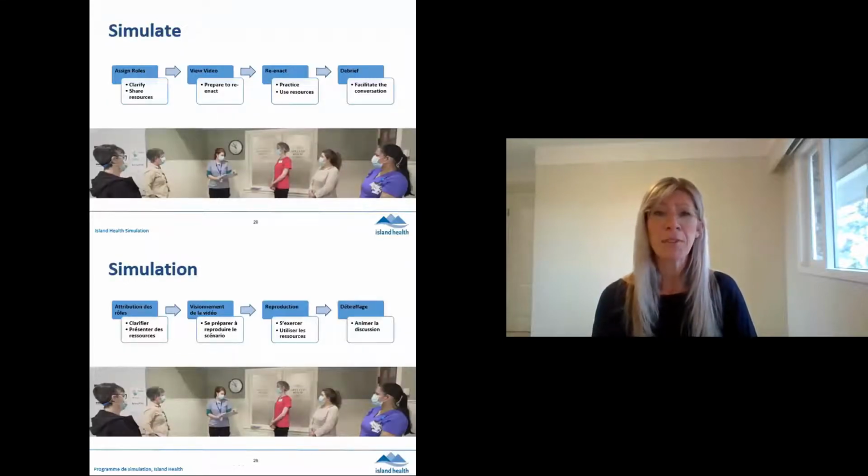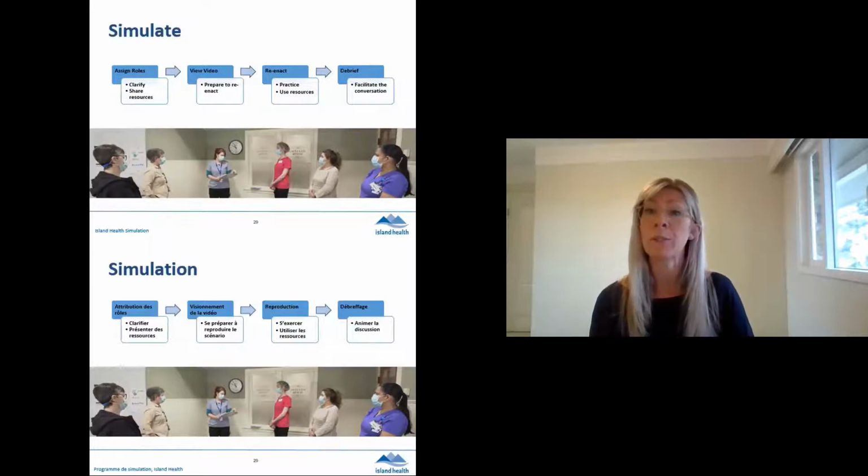So this approach involves assigning roles where we share resources, viewing the video and asking those participants to prepare to reenact, doing the reenactment and practicing our practice, and then that's followed by debriefing. The resources provided to support participants include a participant handout and observation tools for the practice of donning and doffing PPE. We also included clinical resources such as long-term care facility policy and procedure. And I just wanted to mention that this image you're seeing is taken from the interprofessional team huddle video.